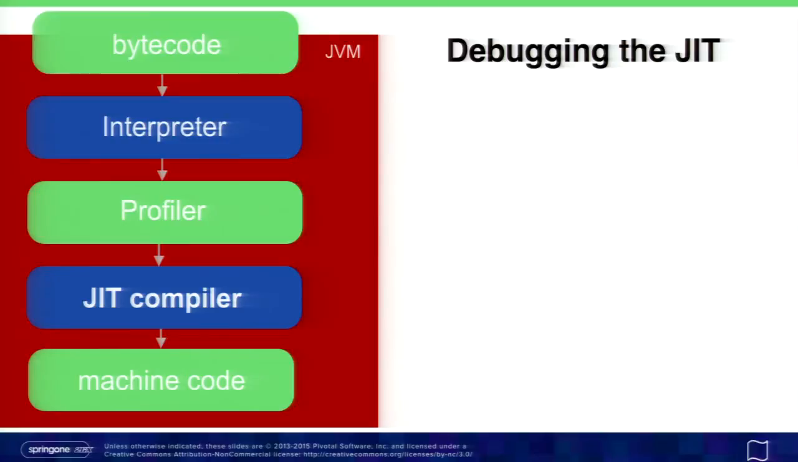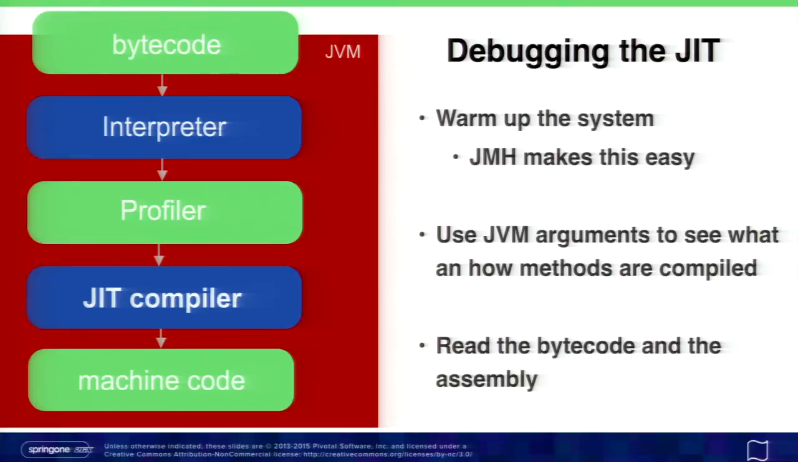So, debugging the JIT. What are the steps you want to take for debugging? Well, 1, you want to make sure that you warm up the system. And I like to use JMH. I think it's a very easy tool to use to do this. Then there's a whole slew of JVM arguments available for you to see various types of information, whether it's inlining, the assembly code, or all the compilations. I encourage you to use these to look at what's happening in your JVM. And don't be afraid to actually read the bytecode and the assembly code and see what is actually being executed.